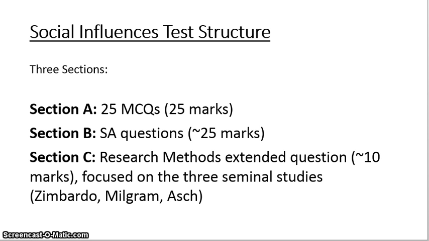Section C will be a research methods extended question, so not quite like the extended response that you've done already, but not too dissimilar at the same time. It'll be focused on those seminal studies, Zimbardo, Milgram, Asch, maybe one of them, maybe 2 of them, maybe all 3 of them. It will look at research methods, so you do have to know, as always, your aims, hypotheses, IVs, DVs, results, possible conclusions, all that sort of stuff. We expect you to know all of that to do with those 3 studies, and you always need to be continuing to revise, putting together hypotheses, putting together IVs, DVs, identifying them, and so forth.